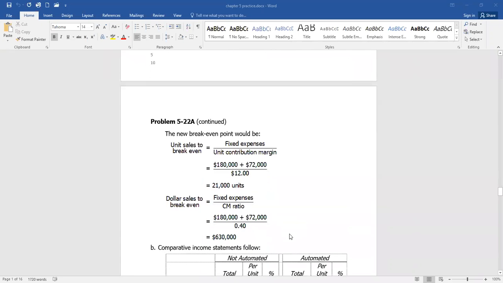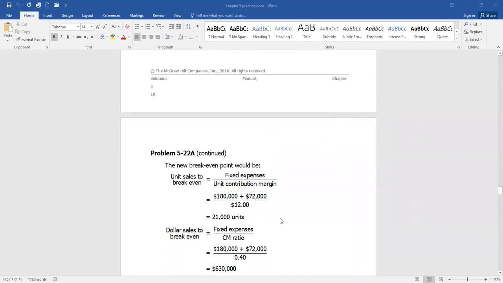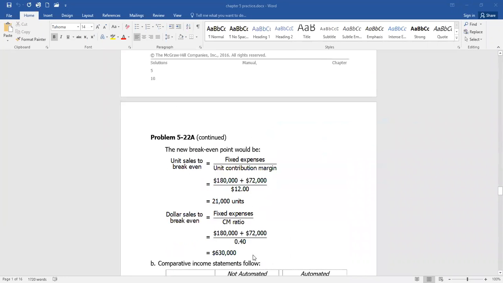If we want to know the dollar amount of the sales, you could take the 21,000 times $30, or take your fixed expenses, the 180 plus the 72,000, and divide that by your contribution margin ratio, which is now computed to be 40% from up above here. And the dollar amount of sales would be $630,000 to break even under this scenario.